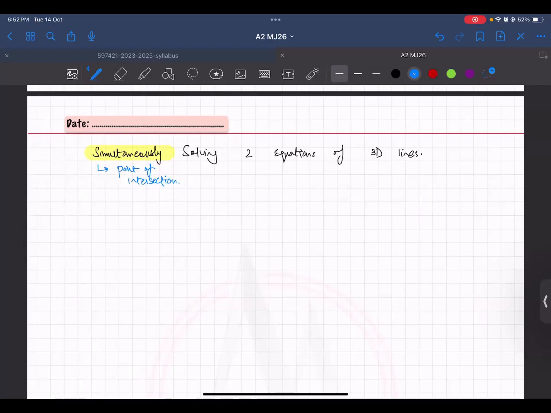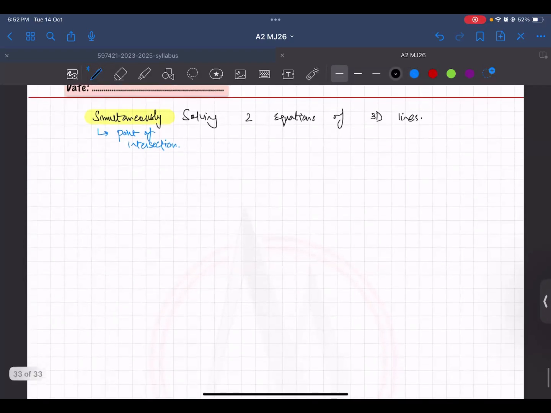So we know how we find the point of intersection, the simultaneous solving in the linear 2D lines, y equals mx plus c, the simple ones. We do the simple substitution method, elimination method, and we get the point of intersection. Now over here, there are three cases that you need to understand that are possible when you are trying to solve two 3D lines together.